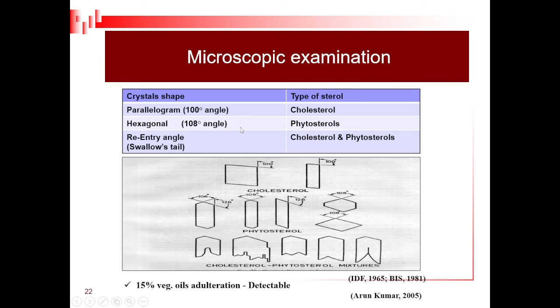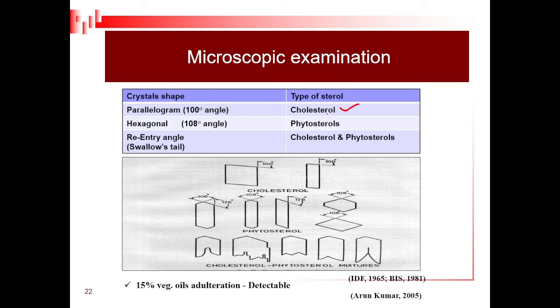Then we can go for microscopic examination also. So this is a test. In this test, we are isolating the sterols from the sample. Whatever sample is there, we will isolate the sterols, and then we will observe under the microscope. For cholesterol, we will have the crystals that will be obtained under the microscope.